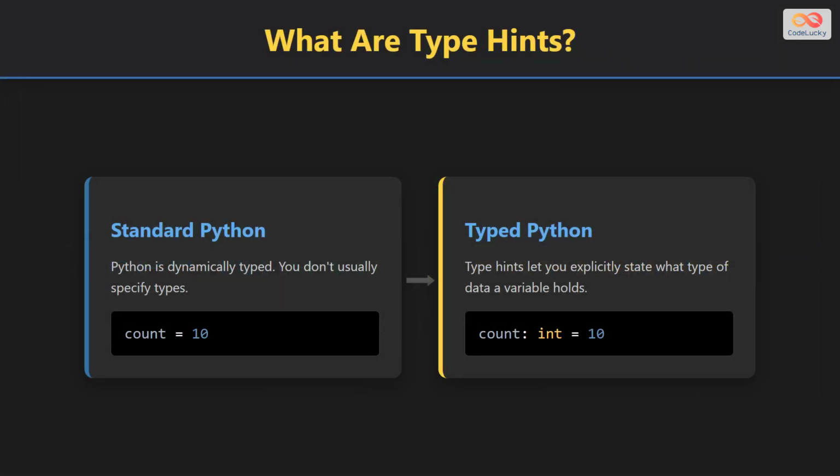First, let's understand what they are. In standard Python, you just assign values to variables without saying what they are. With type hints, you explicitly state that a variable is an integer, a string, or a boolean. It acts as a label for your data.